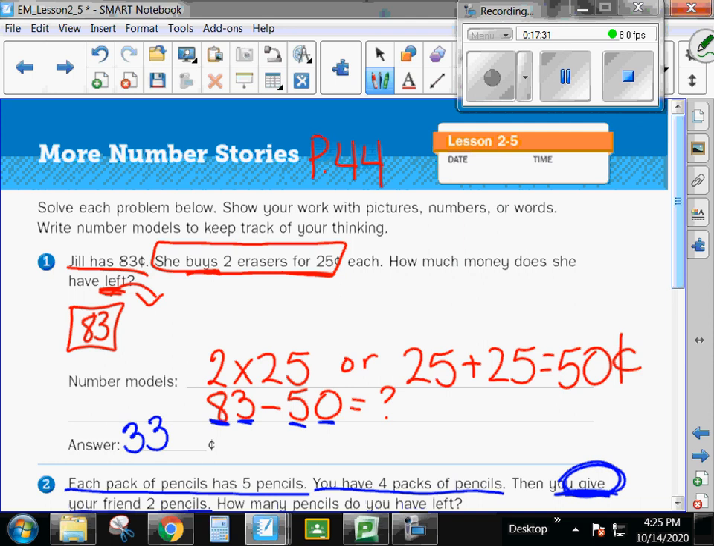So have your parents come up with some 2-step word problems that are like real-life word problems for you to work out. And then the real challenge is to see if you'll be able to write number models that match each of those steps.